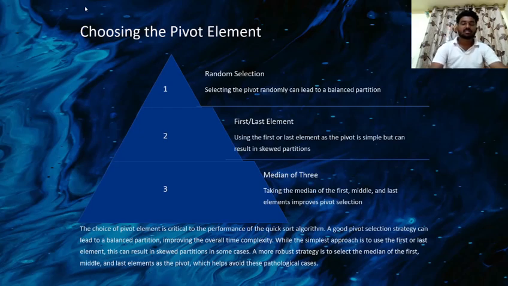Choosing the pivot element. First one is random selection. Selecting the pivot randomly can lead to an unbalanced partition.